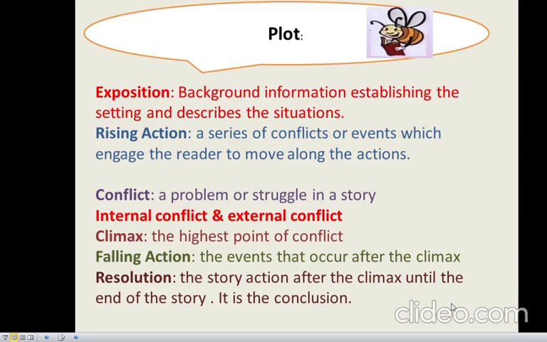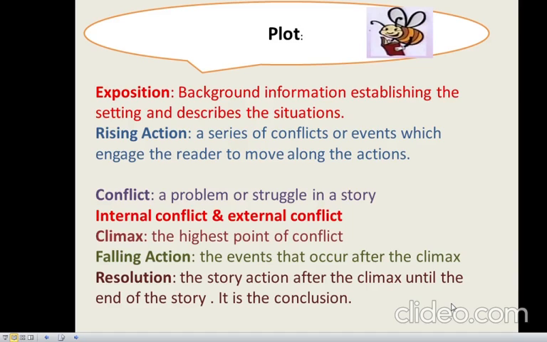Then we have rising action, a series of conflicts or events which engage the reader to move along the action. So throughout rising action we have a conflict. A conflict is the problem or struggle in the story. It is a problem that needs to be solved, and it engages the reader in the story. It is really the series of conflicts along the way of the action. And we have two kinds of conflict. We have internal conflict and external conflict.